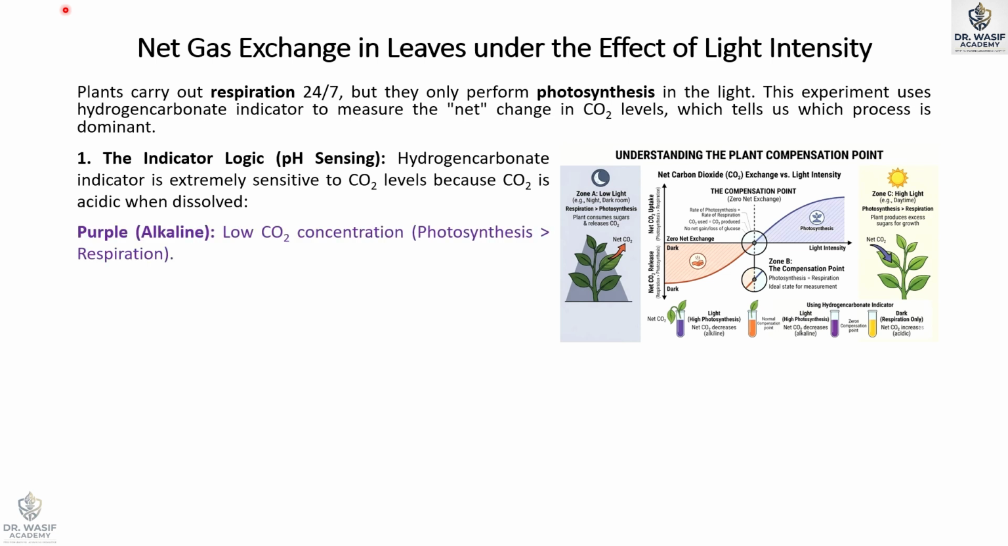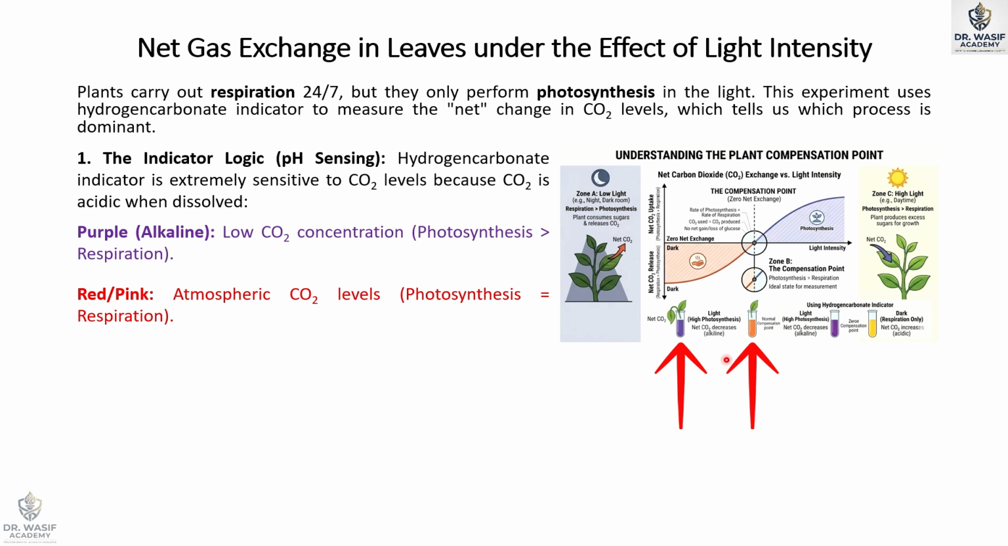There are three main colors you need to memorize. Number one is purple. If the color is purple, this means the solution has become alkaline. It happens when carbon dioxide levels are very low. But why would they be low? Because the plant is photosynthesizing so fast that it is sucking up all the carbon dioxide. In this case, photosynthesis is dominant over respiration. So if in your exam you see a purple color, which is alkaline, it means that the rate of photosynthesis is greater than respiration at that particular moment.